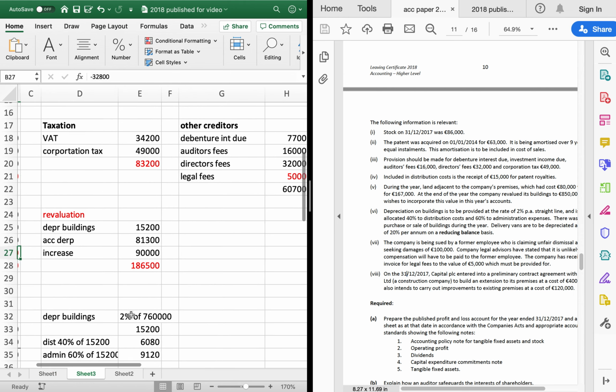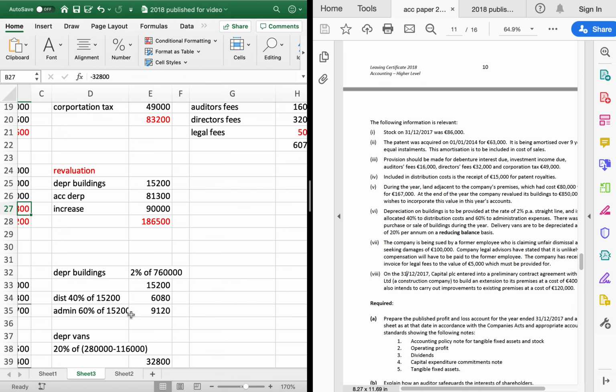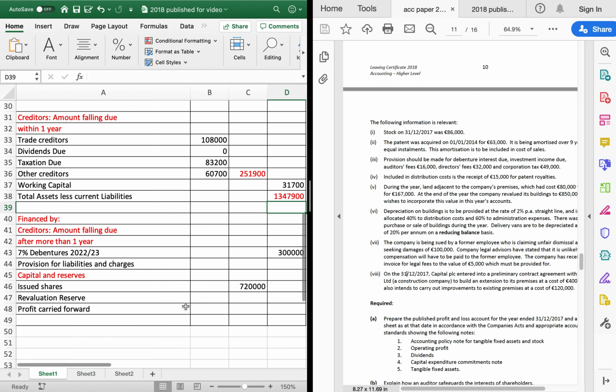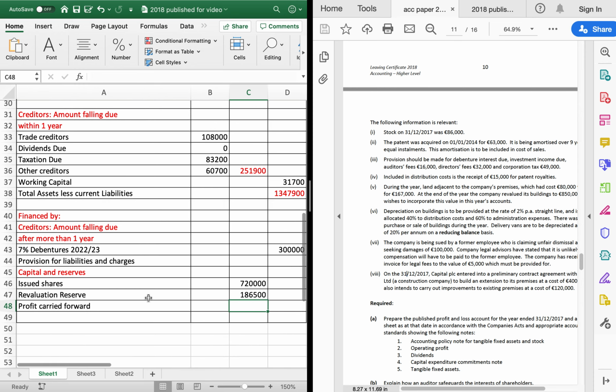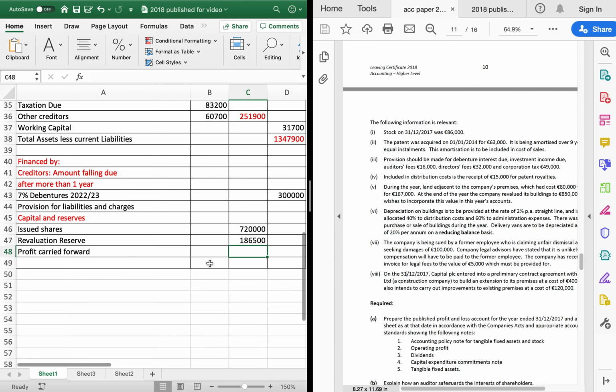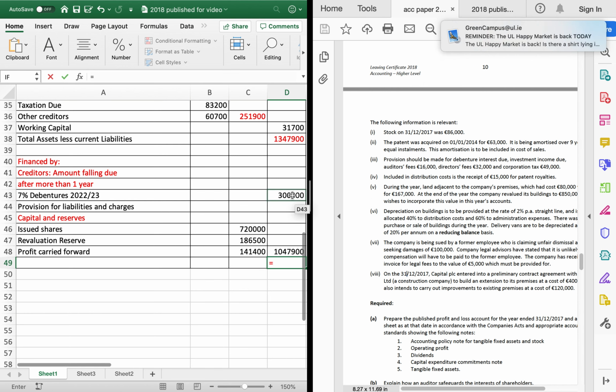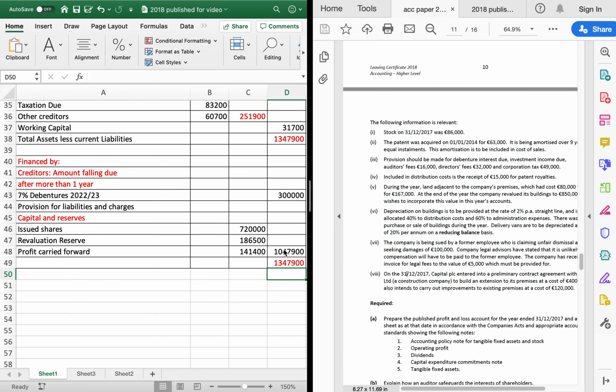Last couple of things. Revaluation reserve is 186,500. Add on your profit carried forward, 141,400. Add those together. And add your answer on to your loan. You get 1,347,900, which is correct.